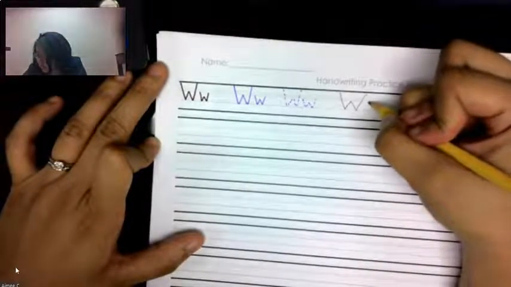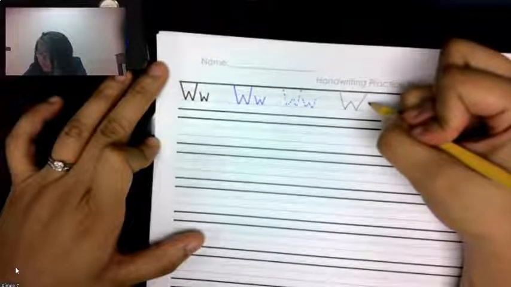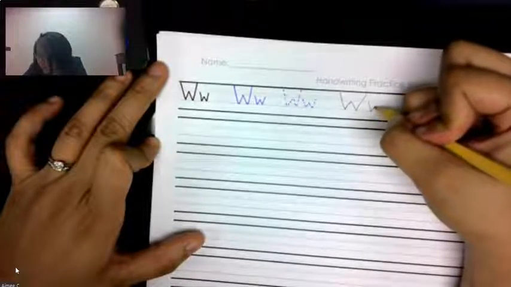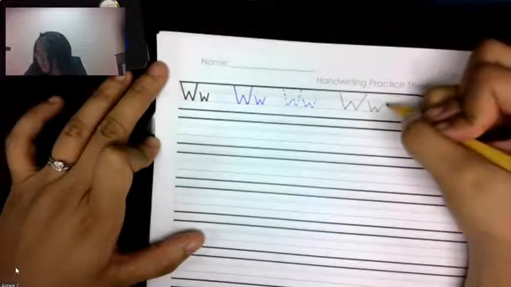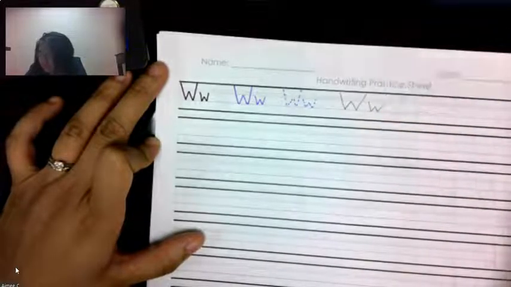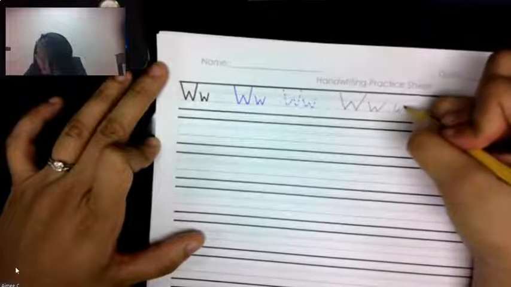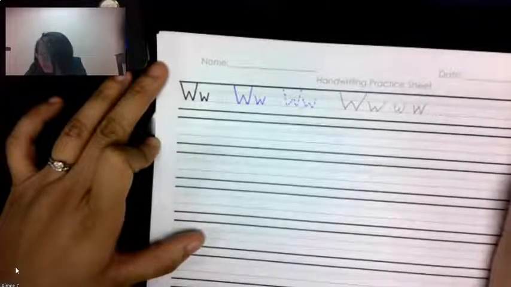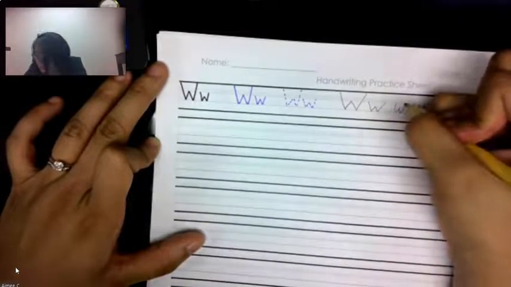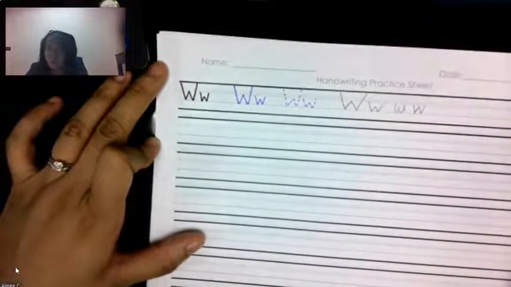This is W, capital W. Lowercase w is the same, but smaller, only touching the middle line instead of the top line. Sometimes you will see it like this, with curves instead of points. It is the same thing. Sometimes you may see W with a little tail. It's still the same thing. This is W.